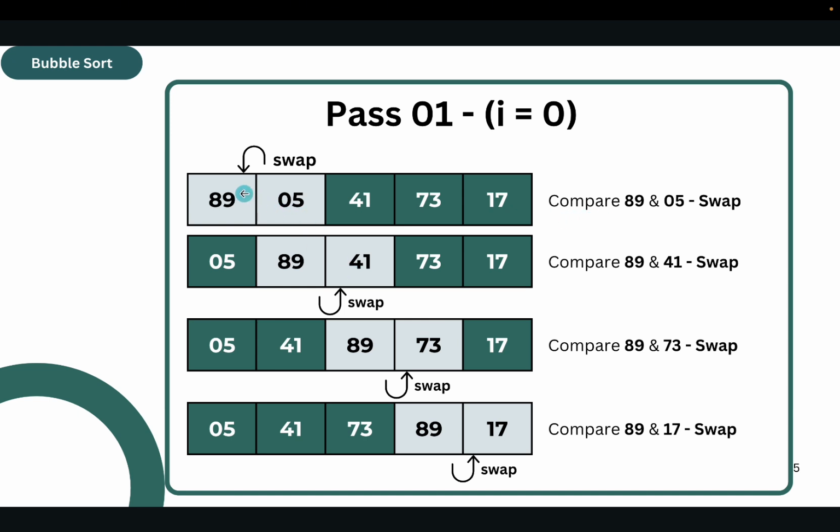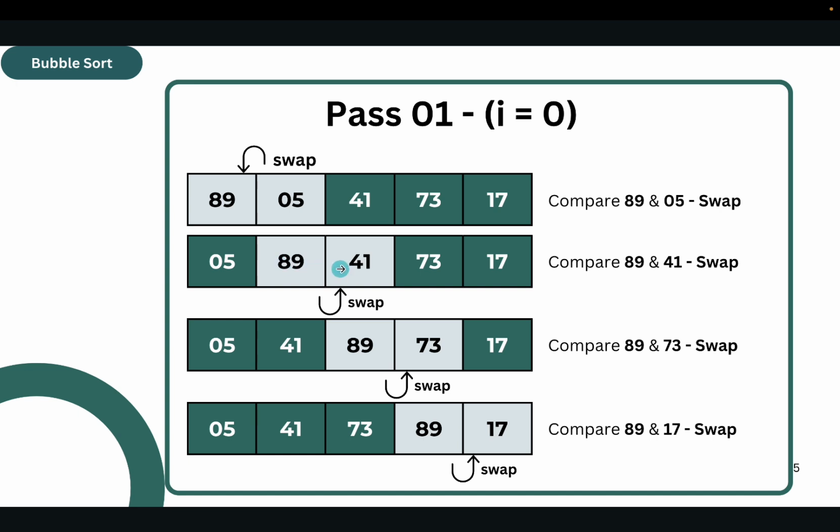As we learned from the bubble sort definition, it compares the elements in pairs. So in the first iteration we have 89 and 05. So we will compare them. Is 89 greater than 05? Yes, so we will simply swap them. Now 05 is at the 0th index and 89 at the first index.